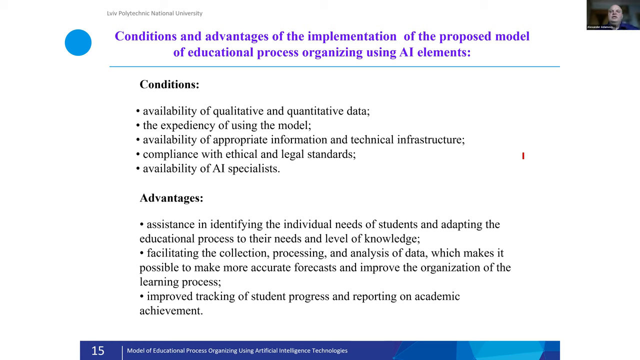Conditions and advantages of implementation of the proposed model of educational process organizing using AI elements: availability of qualitative and quantitative data, the expediency of using the model, availability of appropriate information and technical infrastructure, compliance with ethical and legal standards, availability of AI specialists. Advantages: assistance in identifying the individual needs of students and adapting the educational process to their needs and level of knowledge, facilitating the collection, processing, and analysis of data, which makes it possible to make more accurate forecasts and improve the organization of the learning process, and improve tracking of student progress and reporting on academic achievement.